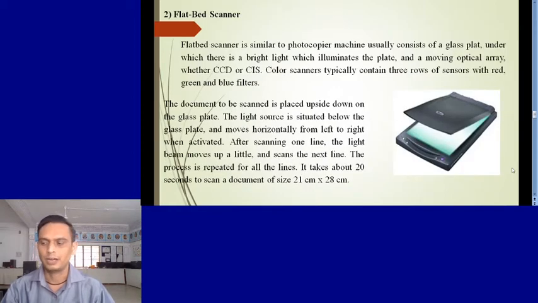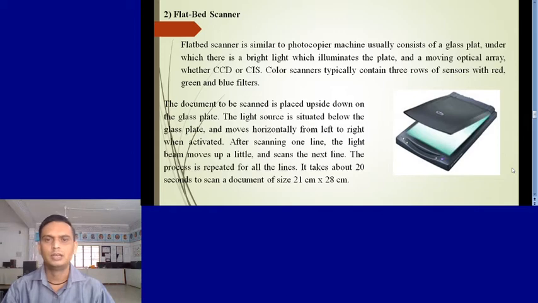Second one, the flatbed scanner. The flatbed scanner is similar to a photocopier machine, just like a Xerox machine. We put a document on top of the machine, a laser beam moves from right to left, and that converts the material or document matter into a soft copy, and we get a hard copy.